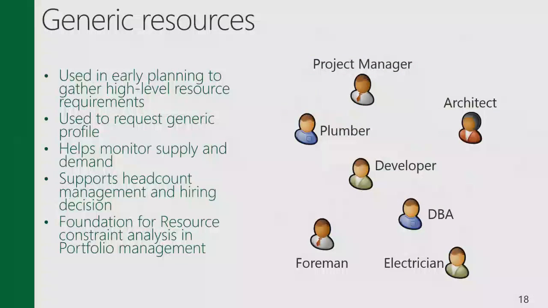The second concept is, in this resource pool, obviously you have all the people in your organization, but you might want to create different types of resources. One of the core concepts of resource management in the product, I'm pretty sure you're familiar with that, is the concept of generic resources. Generic resources usually represent roles, and they map to named resources, to actual people. This is what project managers use to basically map out their requirements for a proposal or the early stages of a project.